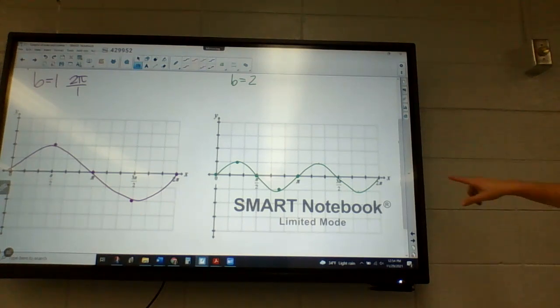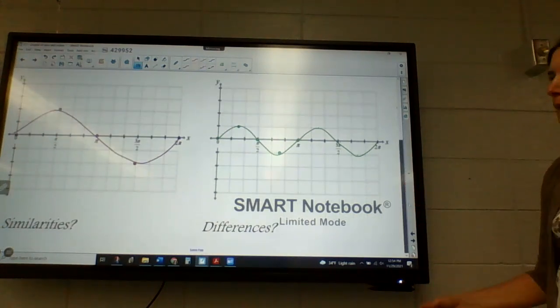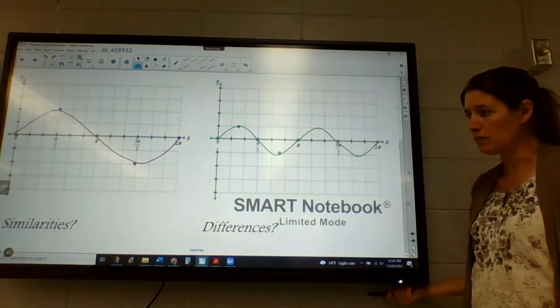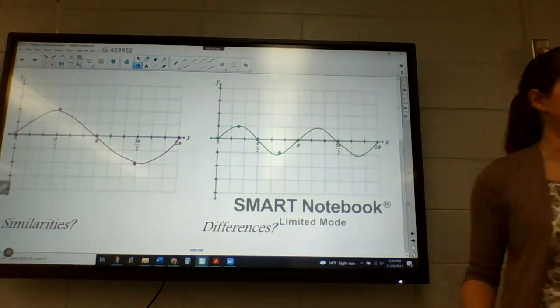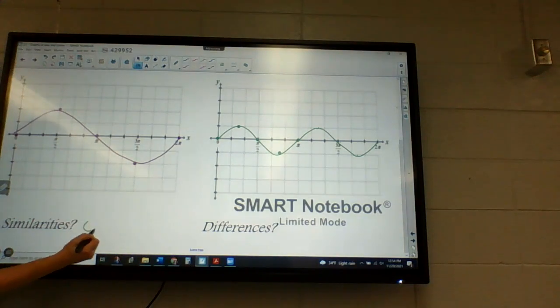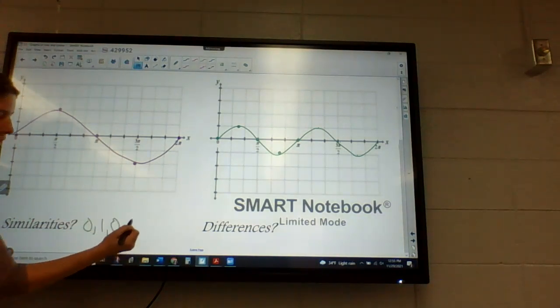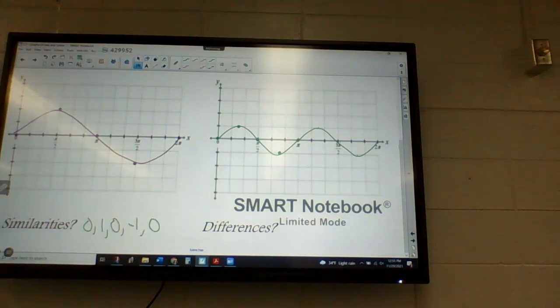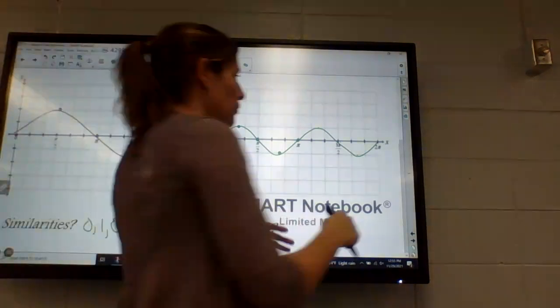Oh, so it asks about similarities and differences. So kind of going back to similarities, I think it was Anna that said it still goes 0, 1, 0, -1. That pattern still continues, that we still just do that same pattern, that we go 0, 1, 0, -1, 0. That still doesn't change. The difference is that it happened faster, or it could be taller or shorter.